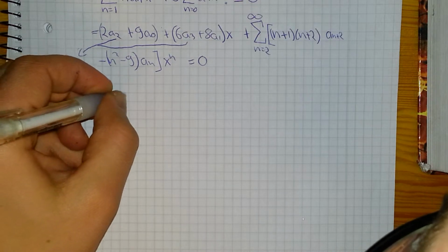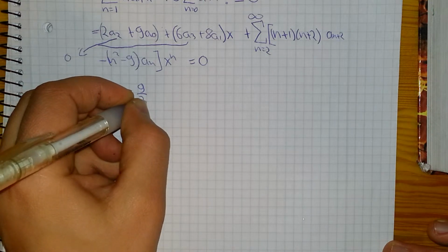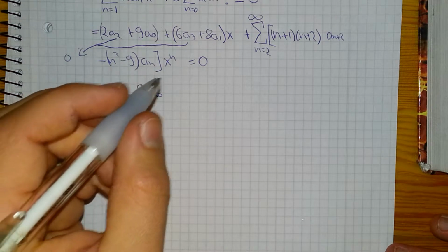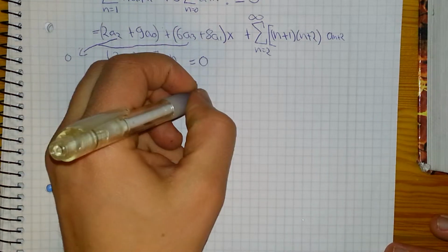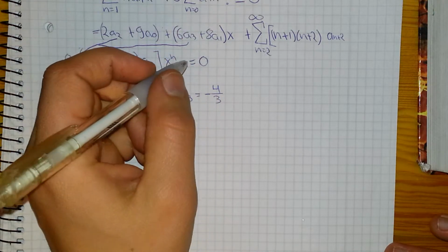So we get A2 is equal to negative 9 half A0, and A3 is equal to negative 4/3 A1.